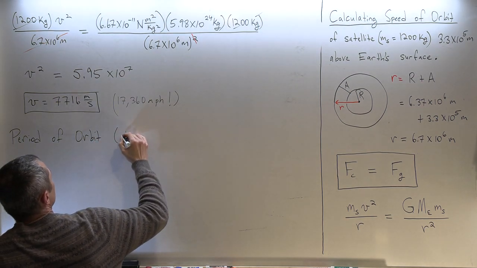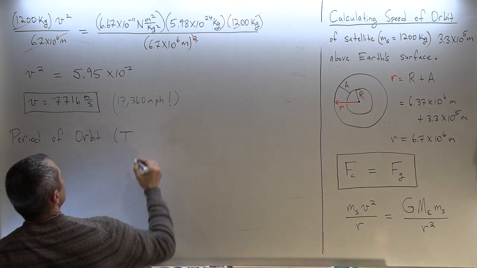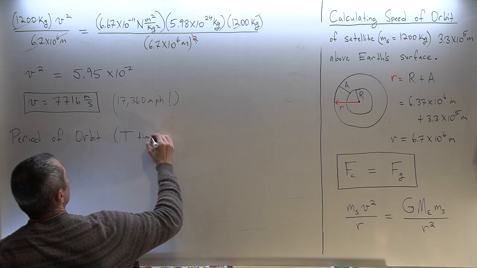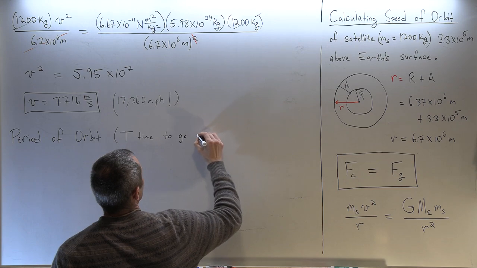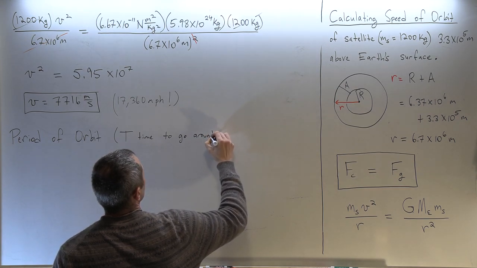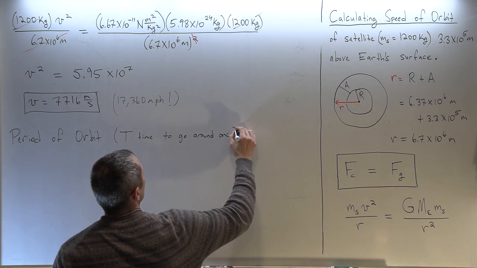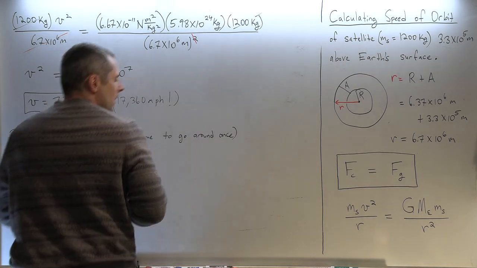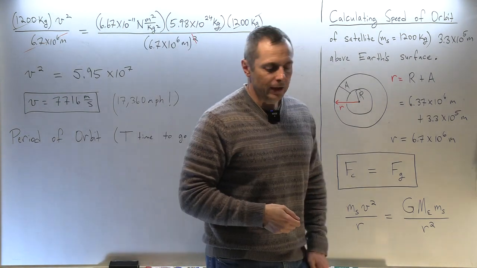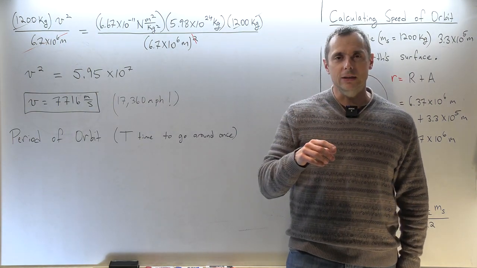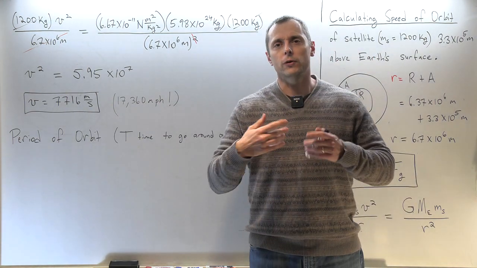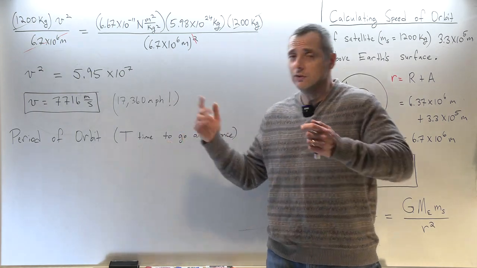And what we use is the symbol capital T, the time to go around the Earth once. Whenever something repeats over and over again, we use the symbol capital T instead of lowercase t, and that tells me, oh, it's something that occurs over and over. This goes around and around.